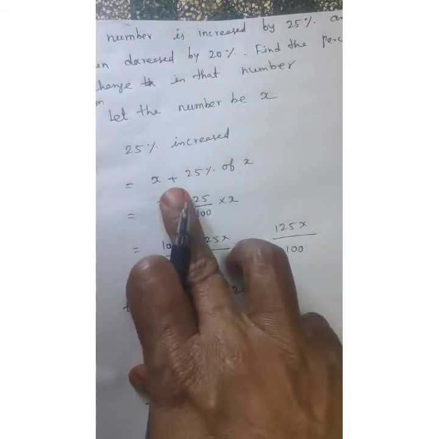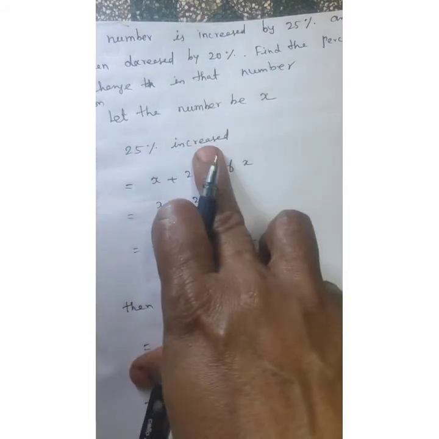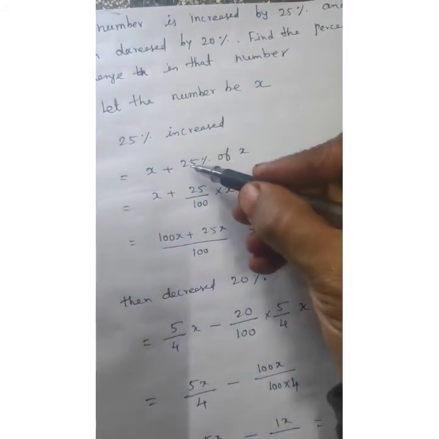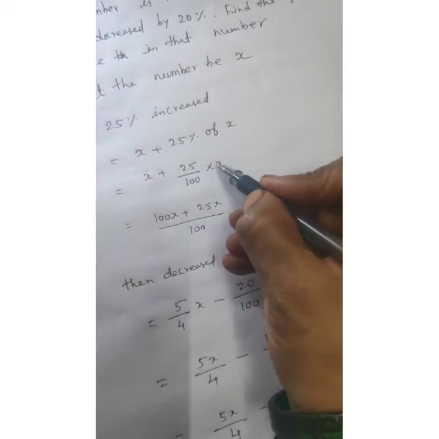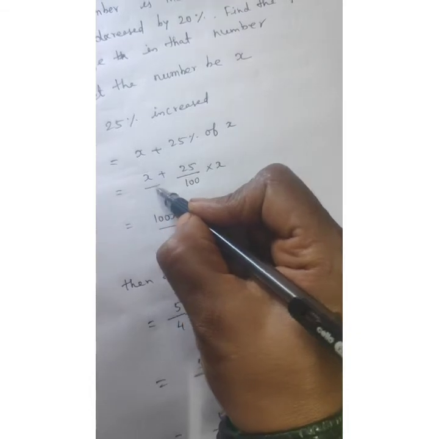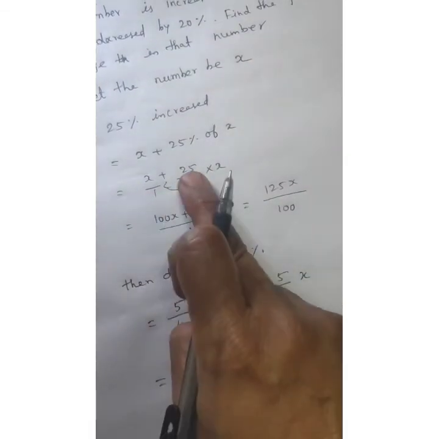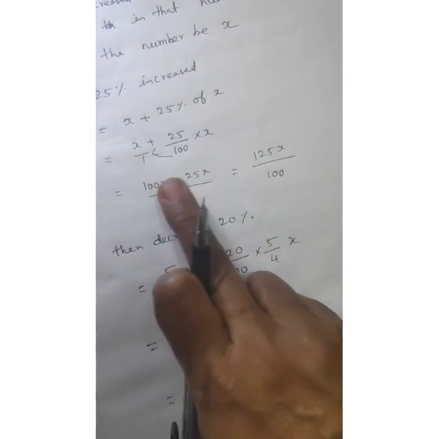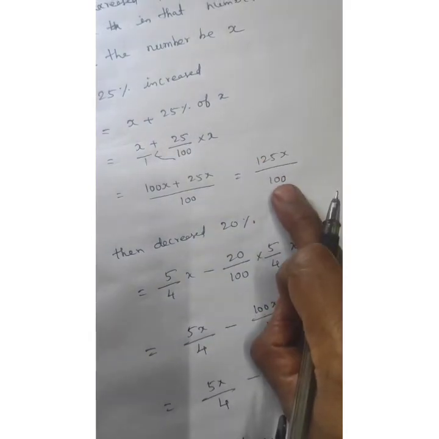The number is increased by 25%. So x plus, the increase symbol is plus, 25 percent of that number x. So x plus 25 by 100 into x. 25 into x equals 25x. Here it is over 1, so do the cross multiplication. 100 into x is 100x, 1 into 25x is 25x divided by 100. 100x plus 25x equals 125x divided by 100.